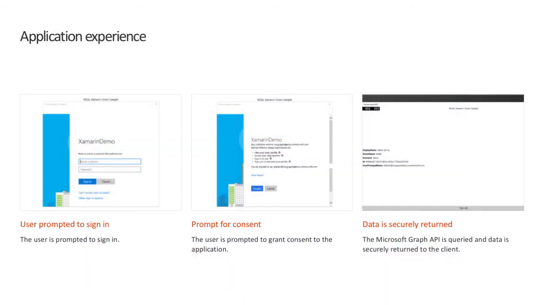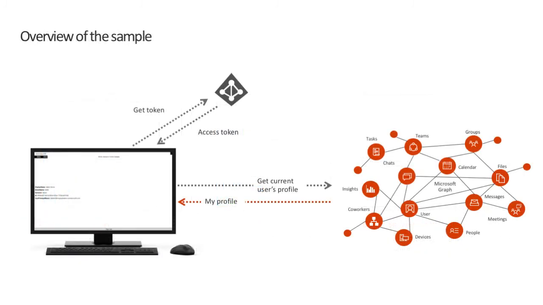So here's the application experience. When we go to launch this, the user is first going to be prompted to sign in. They're going to then be prompted for consent, just like we've seen in the other ones. And then their data will be securely returned using the Microsoft Graph API using the access token that the application obtained.